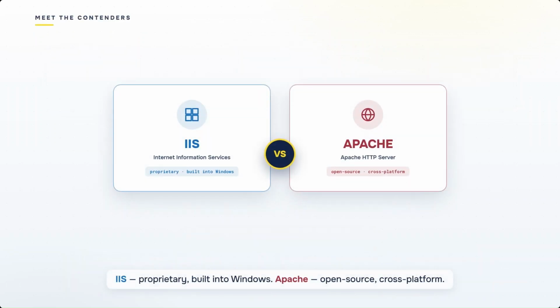On one side, IIS, proprietary, built into Windows. On the other, Apache, open source and cross-platform. Same job, very different philosophies. Let's look at each one of them.